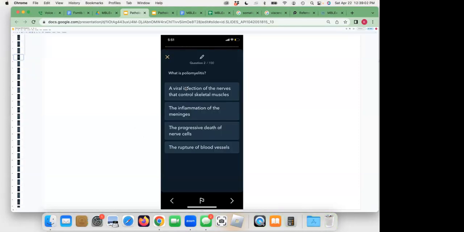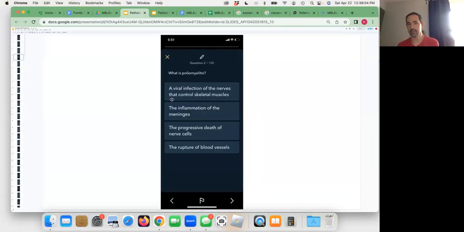What is poliomyelitis? Is it a viral infection of the nerves that control skeletal muscles, inflammation of the meninges, progressive death of nerve cells, or the rupture of blood vessels? A, B, C, or D? 1, 2, 3, or 4?